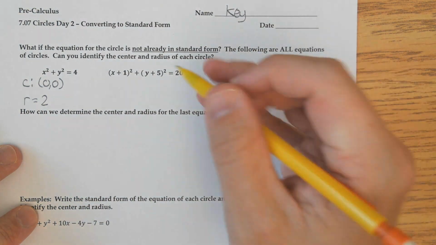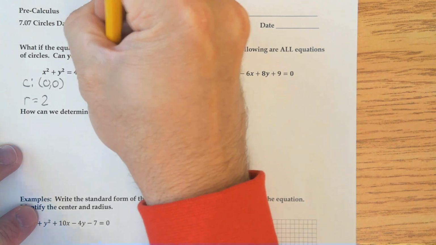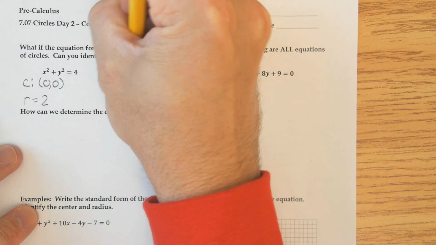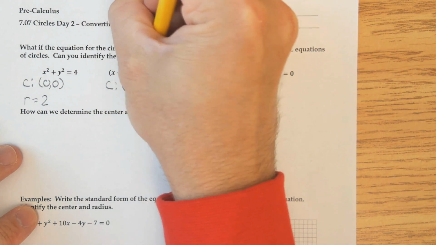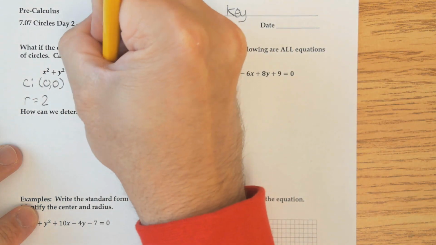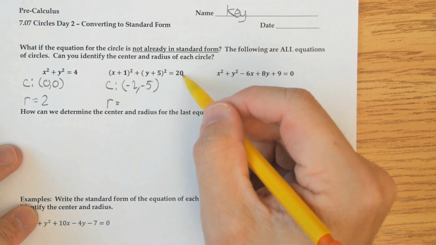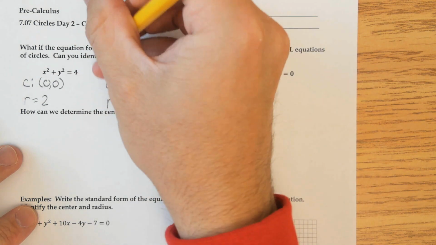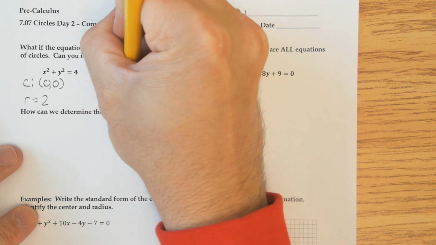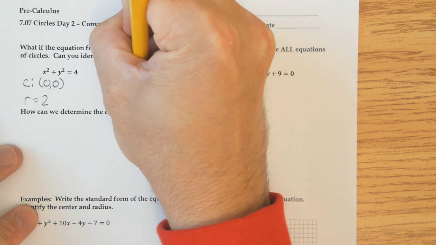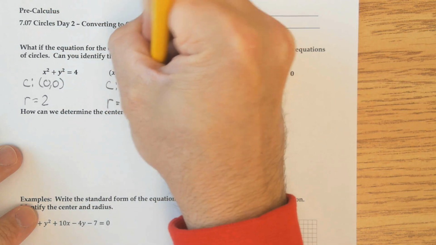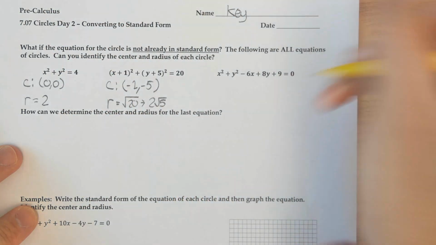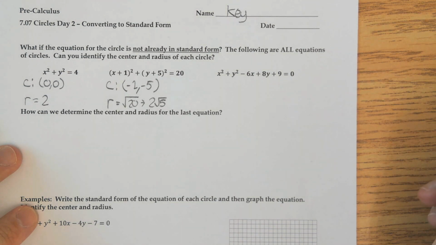Okay. Next one here, we actually have h and k. So remember, opposite. So the center is going to be -1, -5. Radius. Remember, this is r squared again. So take the square root of that, and so r would be equal to square root 20, which if you were to simplify it would be 2 root 5. And there's your radius there.